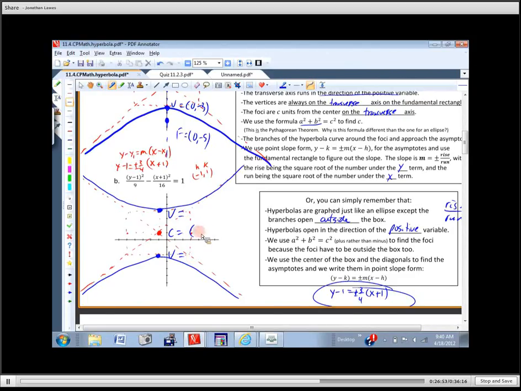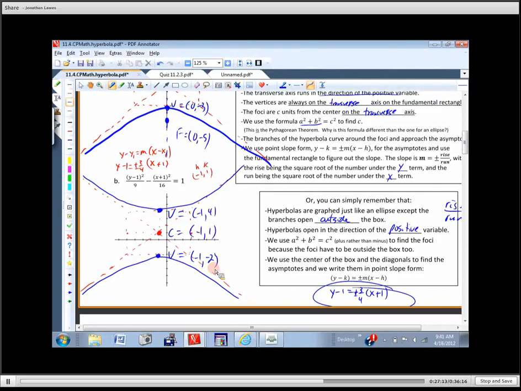Again, the center was negative 1, comma 1. How far did I go up? I went up 3, so that means the x-coordinate stays the same because all I did was go up, so that's going to put me at 4. And I went down 3, so that's going to put me at negative 2.